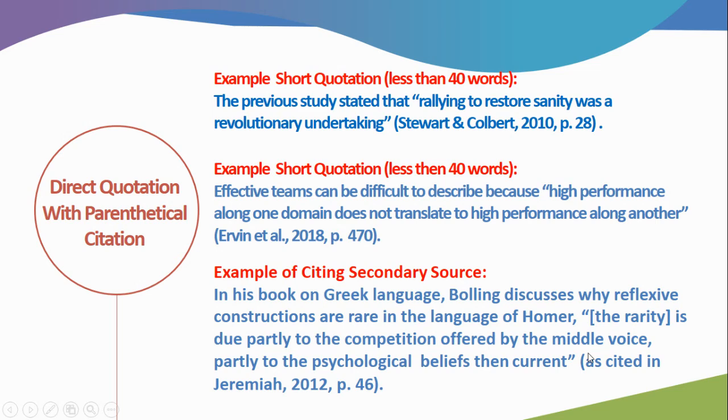Now, because it is citing a secondary source, make sure you have the bracket with "as cited in" Jeremiah, and then 2012, page 46. Just make sure the comma is there, the P dot, and the bracket has a dot. So that's all for direct quotations with parenthetical citations, part one.